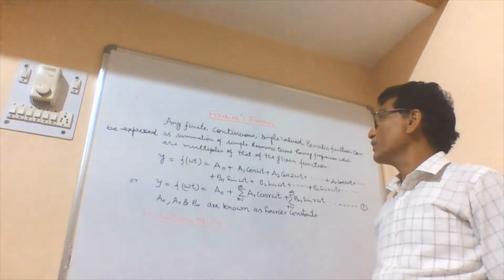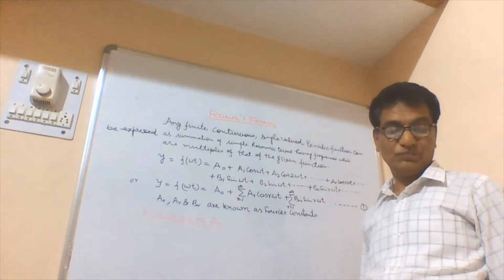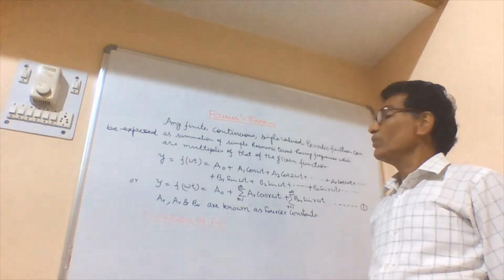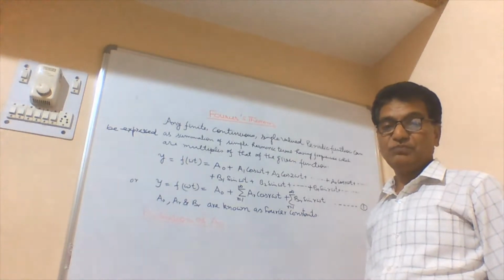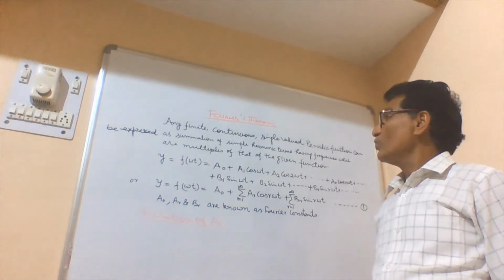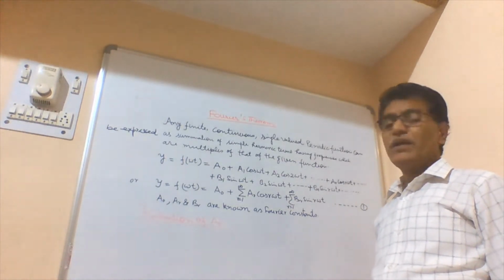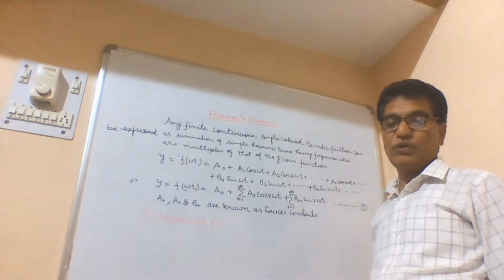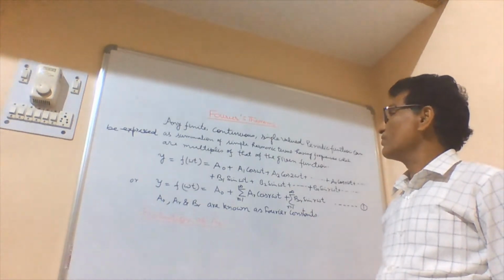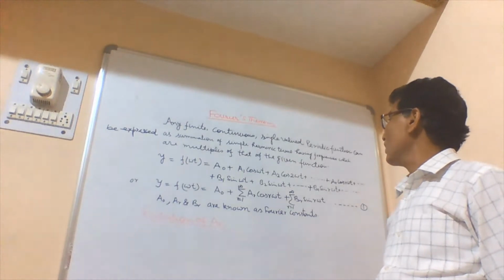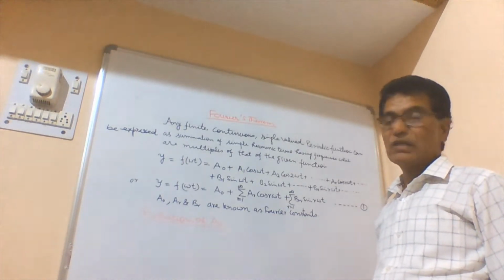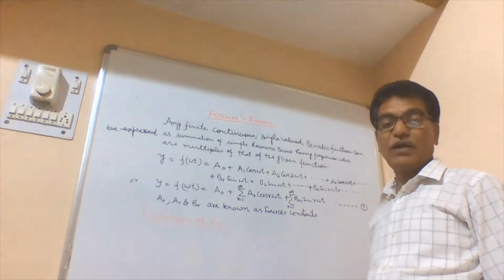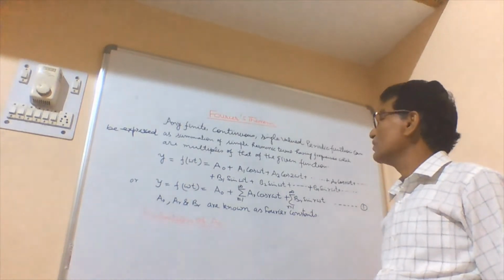Our today's topic is Fourier Theorem. This theorem can be used to analyze any complex periodic function. The statement of this theorem: any finite continuous single valued periodic function can be expressed as summation of simple harmonic terms having frequencies which are multiples of that of the given function.